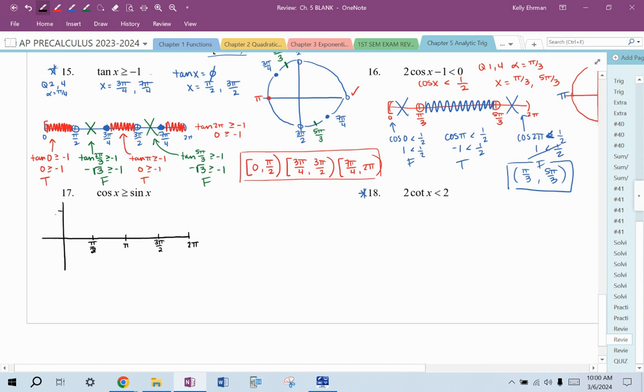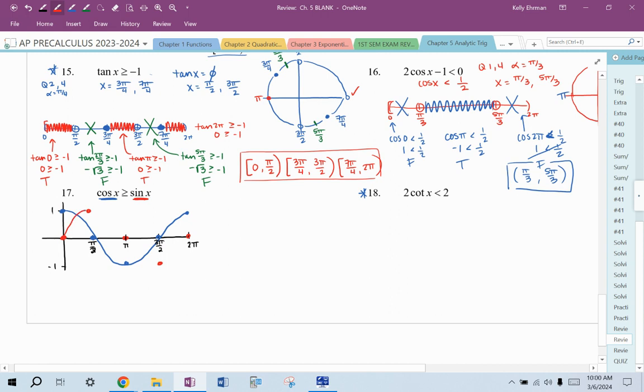And we know that both graphs have a max of 1 and a min of -1. So let's say the cosine graph is going to be blue and the sine graph is going to be red. Cosine begins at 1, then 0, -1, 0, 1. So here's the cosine graph on 0 to 2 pi. The sine graph starts at 0 and then goes up to 1, 0, -1, 0.